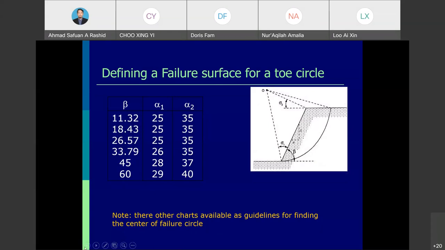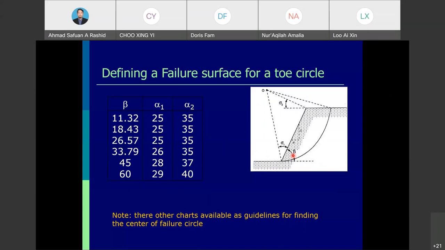For example, this origin point, in order for us to create the possible circular failure plane. This is just a guide for us to start if we are using a manual approach. So for example, we have a slope with a certain degree, let's say 26.57.